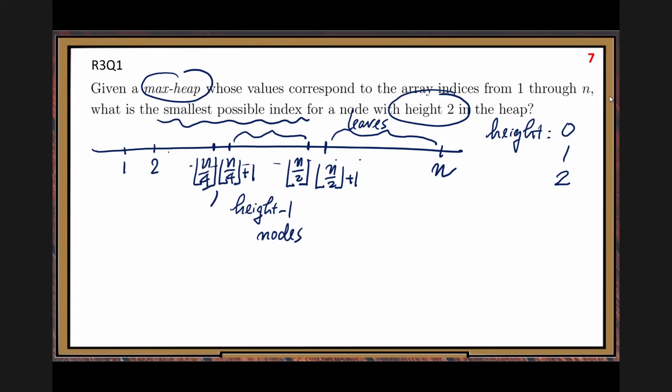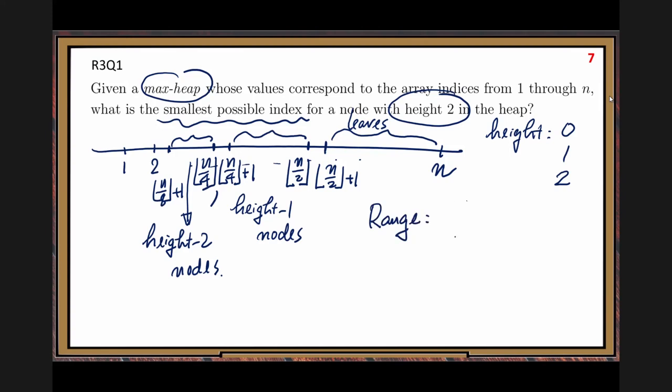Then this side, n over 8 floor function plus 1. That range, this range, okay? That's the height 2 range. All the height 2 nodes. So now from the diagram, we see that's the range.